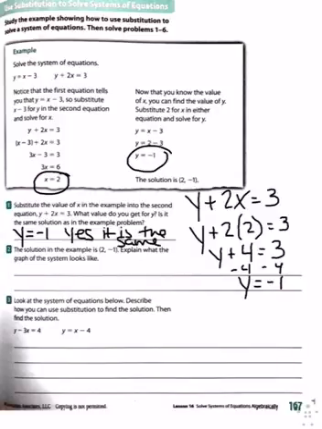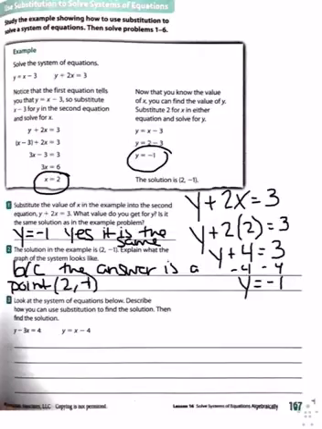Problem number 2. The solution in the example is 2, -1. Explain what the graph of the system looks like. Because the answer is a point, like 2, -1, we know the lines on the graph intersect.